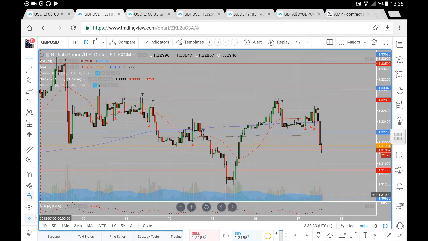So this is a pound dollar analysis for Tuesday, 17th of July. Now let's just have a look at prices and where prices may likely go. Previously we've had price going towards this 32.81 area, previously identified as an area we could potentially encounter resistance.